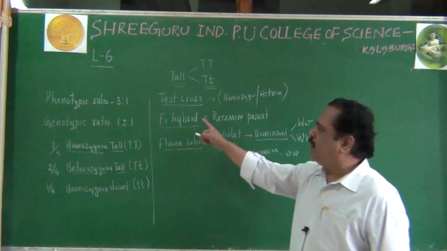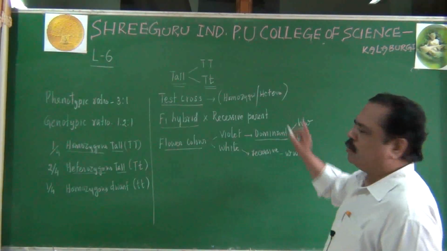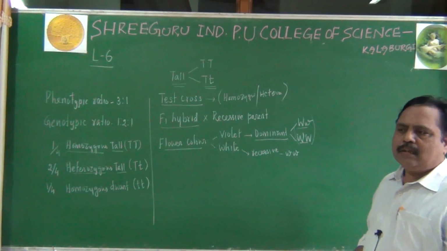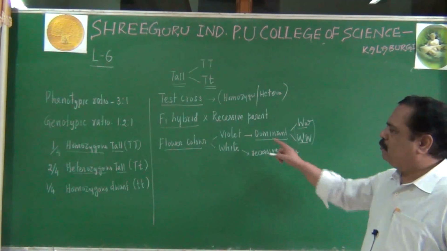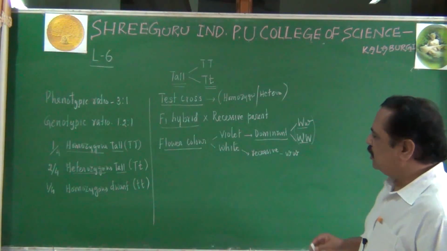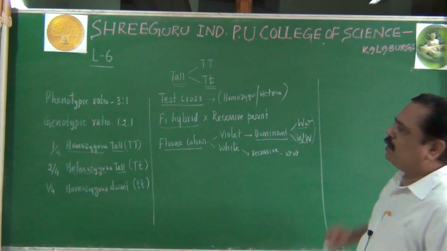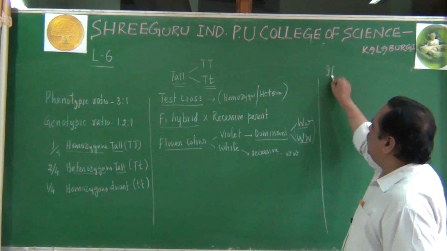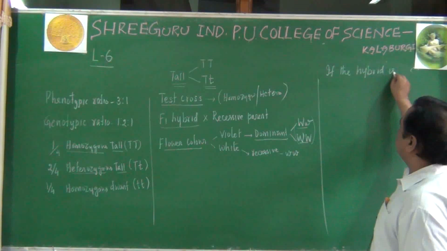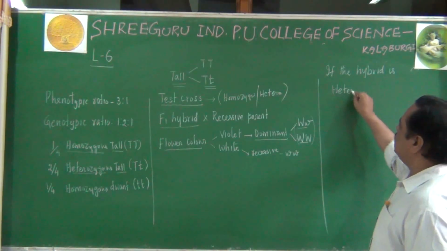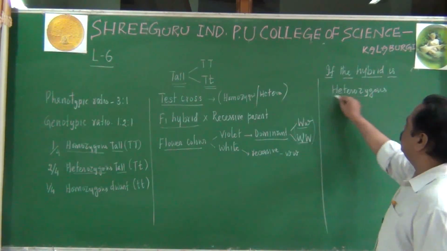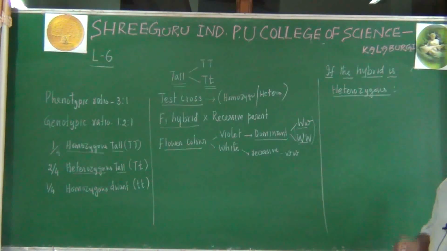Now, how to identify whether this is homozygous or heterozygous? By seeing the plant, by seeing the hybrid, we cannot say that. For that, we have to perform a test cross. Imagine we are taking a condition here. If the hybrid is heterozygous, what result can it give? We have to see. If the hybrid is heterozygous, how will it produce the result?